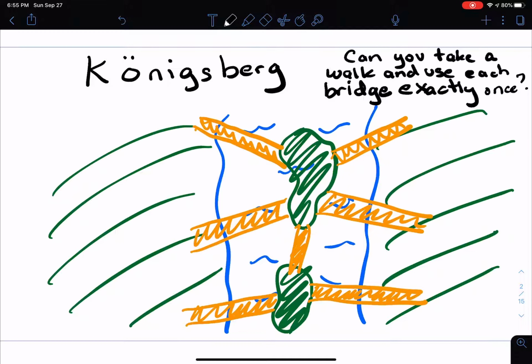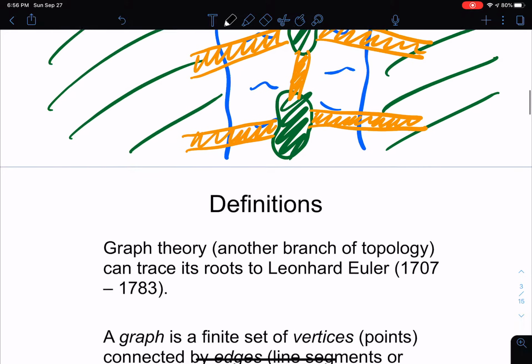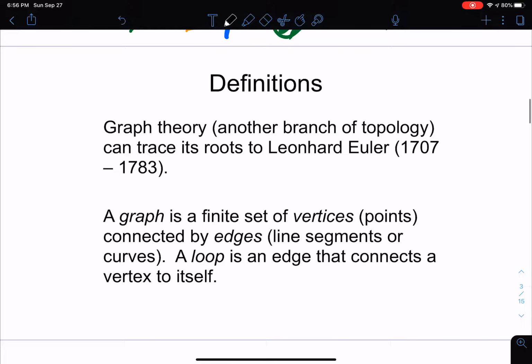I'm not going to say yes or no yet. Tune into the next video to find that out. In the next video, we'll discuss how we know the answer, the math behind it, and how Euler figured out the answer. But that's just the introduction. That's the hook to tell you where graph theory first started coming about.